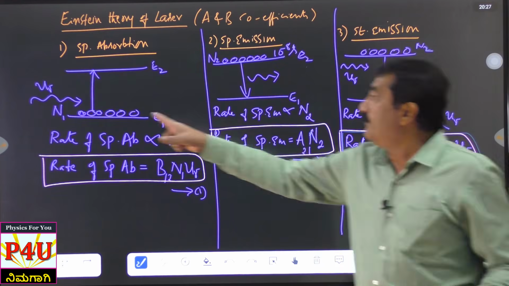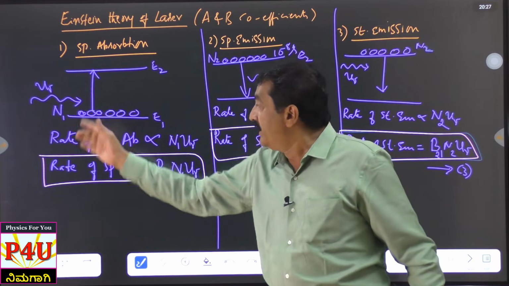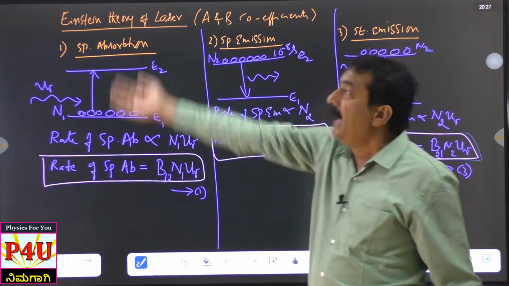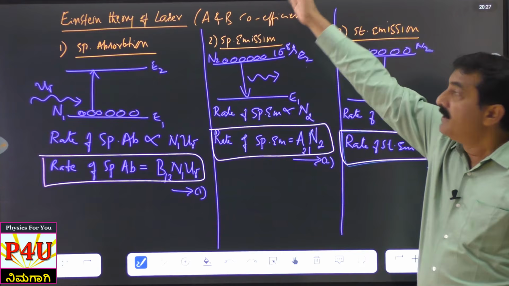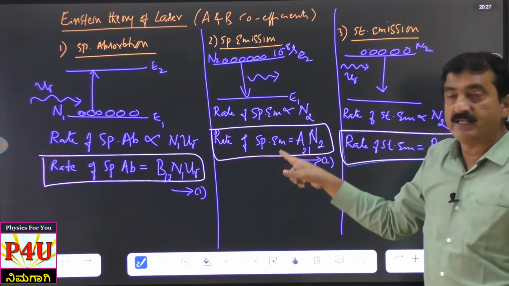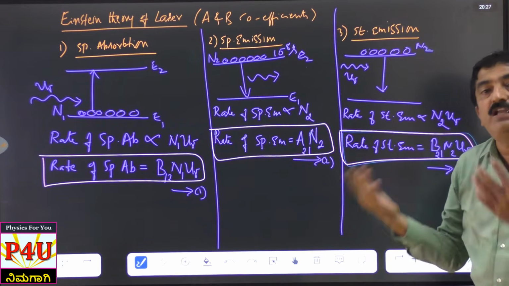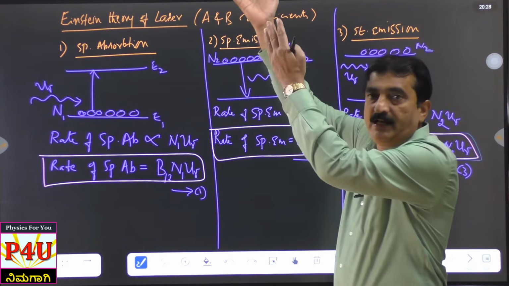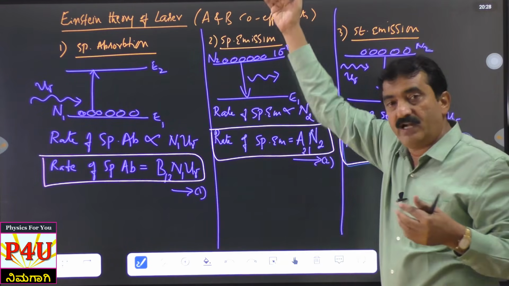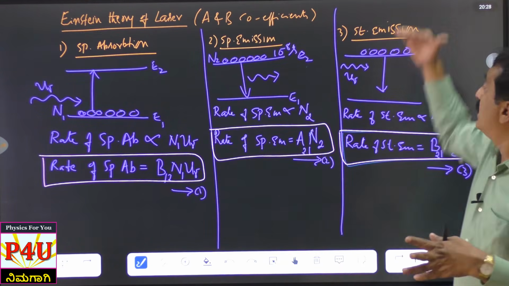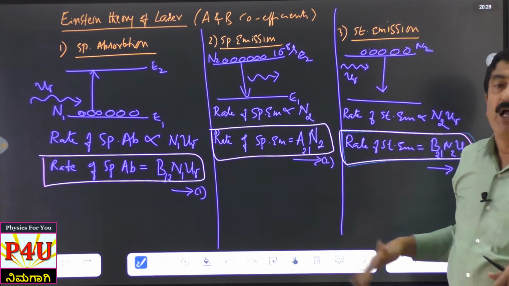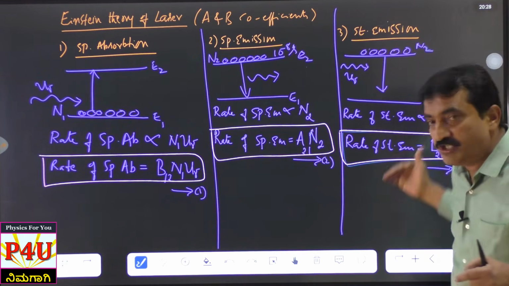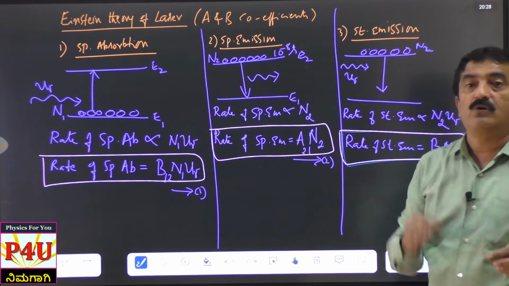If radiation is absorbed, definitely atoms will go up. Among those which are going up, some will fall spontaneously, some will fall in a stimulated manner. That means if you kick 1000 atoms, maybe 200 to 300 will fall spontaneously, remaining will fall stimulated. Or few of them will undergo stimulated, the rest will undergo spontaneous.